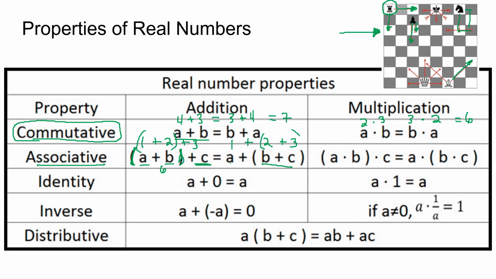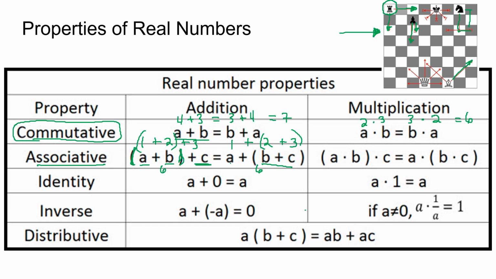This time I want to put those together. 2 and 3 is 5. 5 and 1 is 6. Okay? So I can associate. I can move these things around. The order here doesn't matter as long as it's all addition. Okay? Or I can do the same thing with multiplication over here.